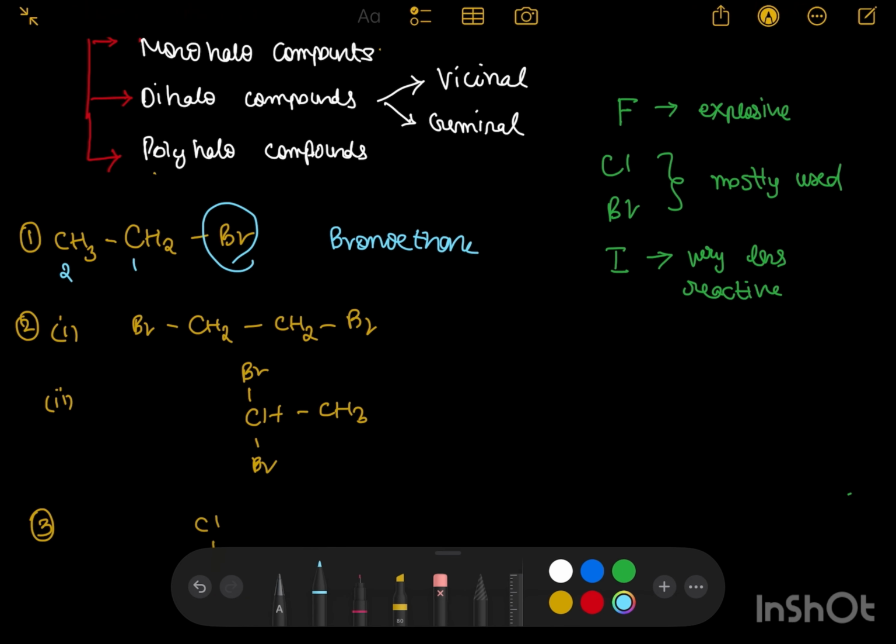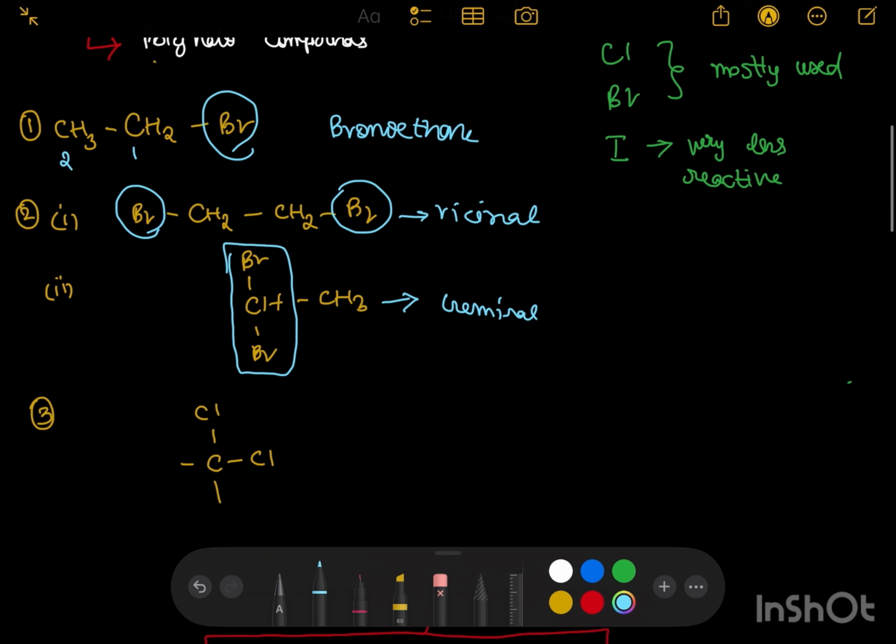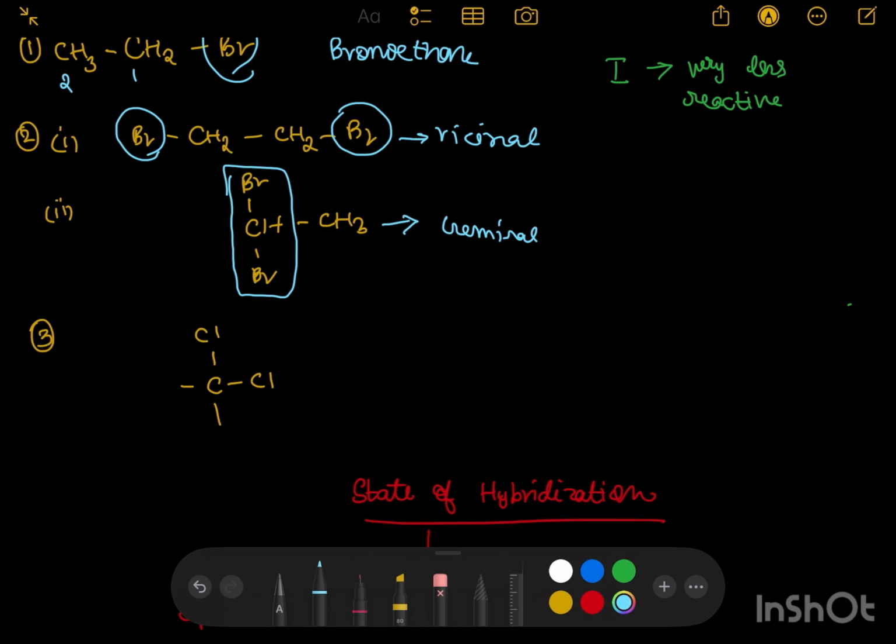So vicinal is when the halogens are at two different carbons, whereas geminal is when the halogens are at the same carbon. This is geminal, when they are on the same carbon. This is vicinal. Right? Next one is polyhalogen compounds. Polyhalogen compound means multiple halogen atoms like this. I can have carbon chains and n number of halogen atoms attached to the carbon chain.